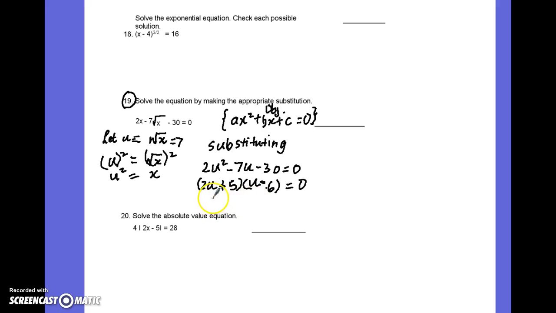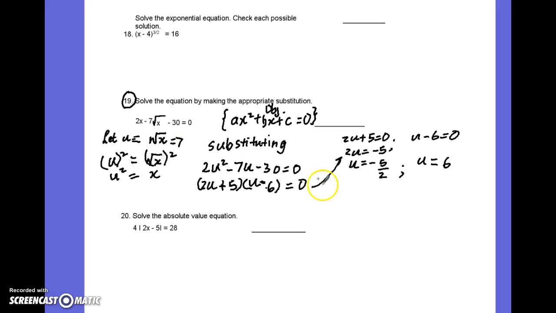So from this we can get our solution. Two options here. Either this has to be 0, 2u plus 5 has to be 0. The other option, u minus 6 equals 0. From this, when we subtract 5 from both sides, we get 2u equals negative 5. Similar to what we had before. Dividing both sides by 2, we get u equals negative 5 over 2. For the other option, we add 6 to both sides, we get u equals 6. But what is u again? u is equal to the square root of x. So I can write the square root of x here, instead of u, square root of x equals negative 5 over 2.